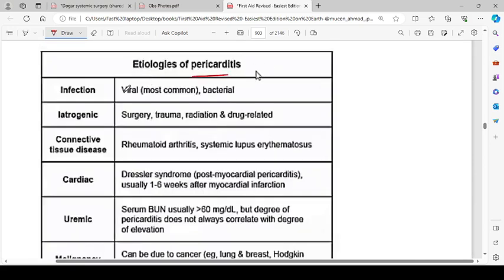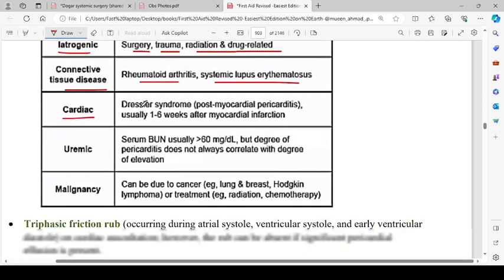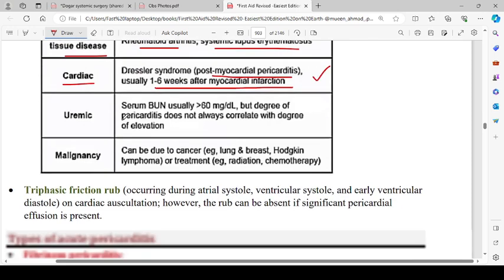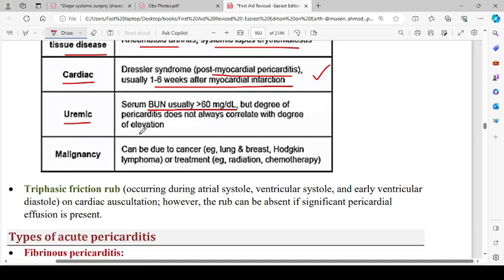etiologies of pericarditis. Firstly, infection. Viral is the most common, then comes bacterial. Iatrogenic, surgery, trauma, radiation, and drug related. Connective tissue disease like rheumatoid arthritis, systemic lupus erythematosus. Cardiac manifestations, the Dressler syndrome, post-myocardial pericarditis, usually 1 to 6 weeks after the myocardial infarction. Uremic, serum blood urea nitrogen usually more than 60 mg per deciliter, but the degree of pericarditis does not always correlate with the degree of elevation.